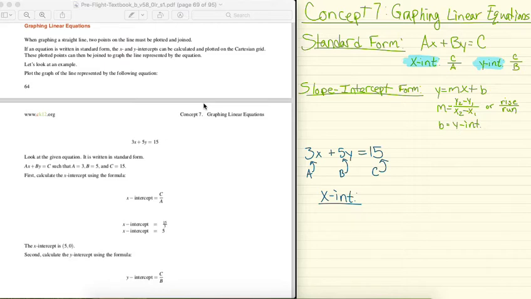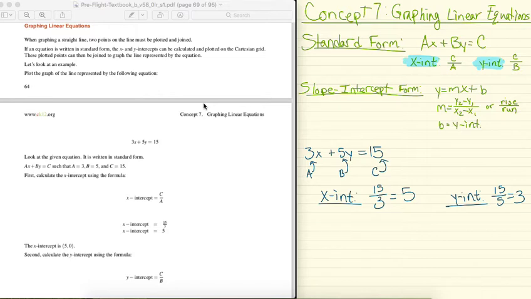All right, so using the shortcut of x-intercept being c divided by a. Well, c is 15 divided by a, which is 3, is telling me that we're going to cross the x-axis at 5. Then finding the y-intercept using this shortcut, which is c, a value of 15, divided by b, a value of 5, gives me 3. So I know that this is going to cross the y-axis at 3.